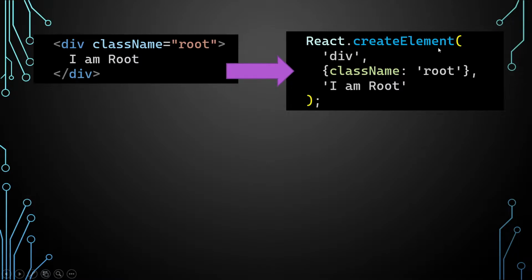It takes some parameters, and for now we are creating a div, so we are passing div. In the second parameter, in the curly braces, we are passing className and root, and the last parameter that we are passing is our text, what is inside our div.